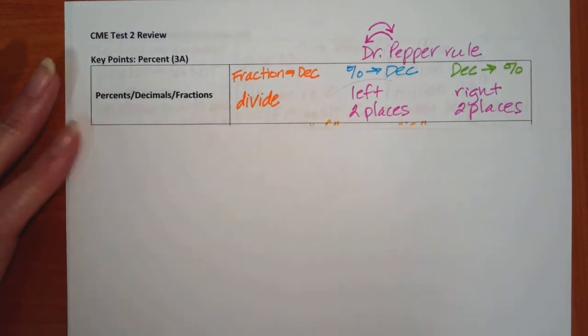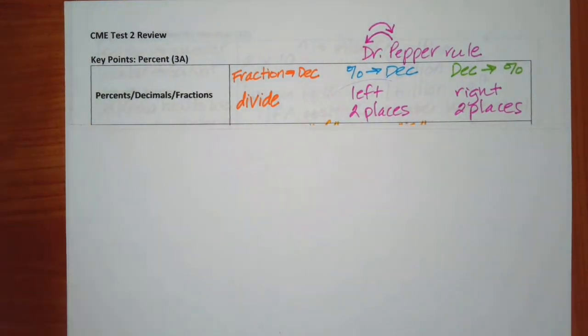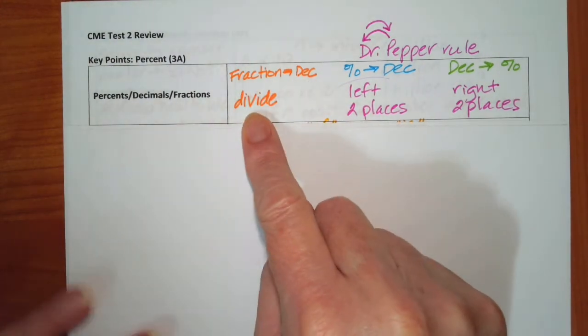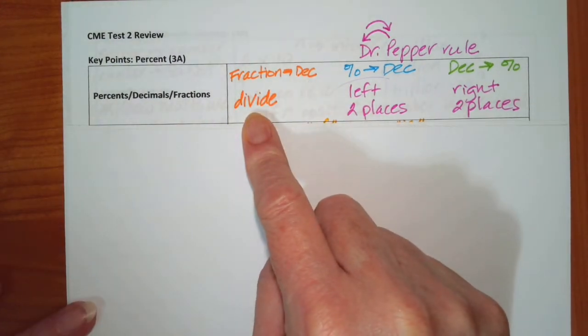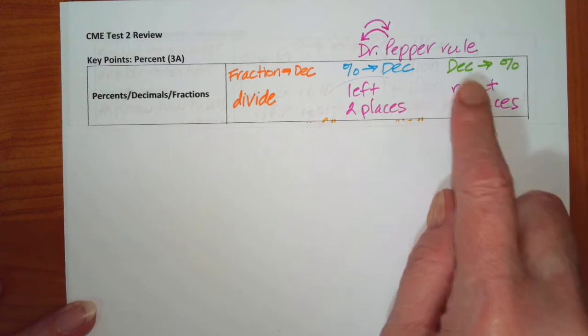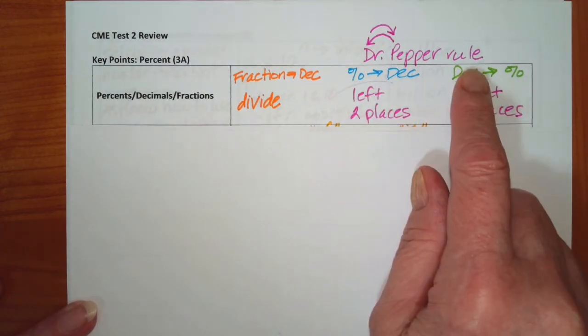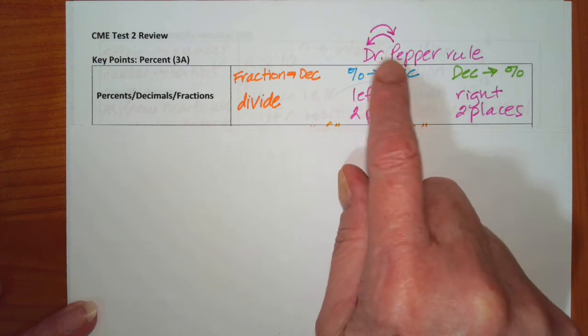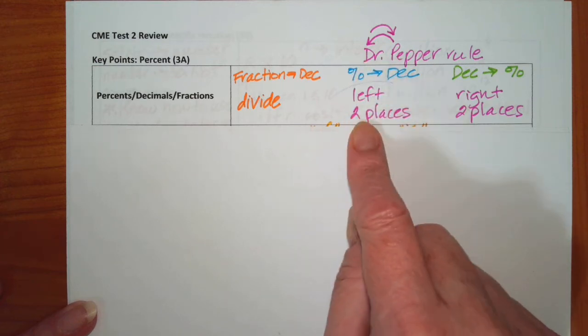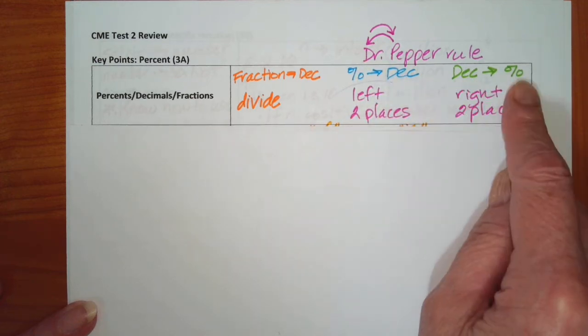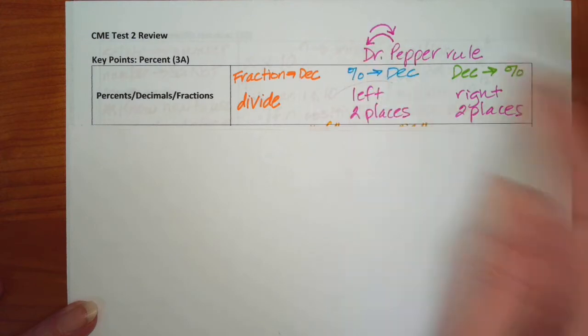So the first thing that we talked about was how to go back and forth between percents, decimals, and fractions. To go from a fraction to a decimal, you simply divide. Now, going from percent to decimal and decimal to percent, we use the Dr. Pepper rule. If you're going from percent to decimal, that means you move left 2 places. If you're going from decimal to percent, that means you go right 2 places.